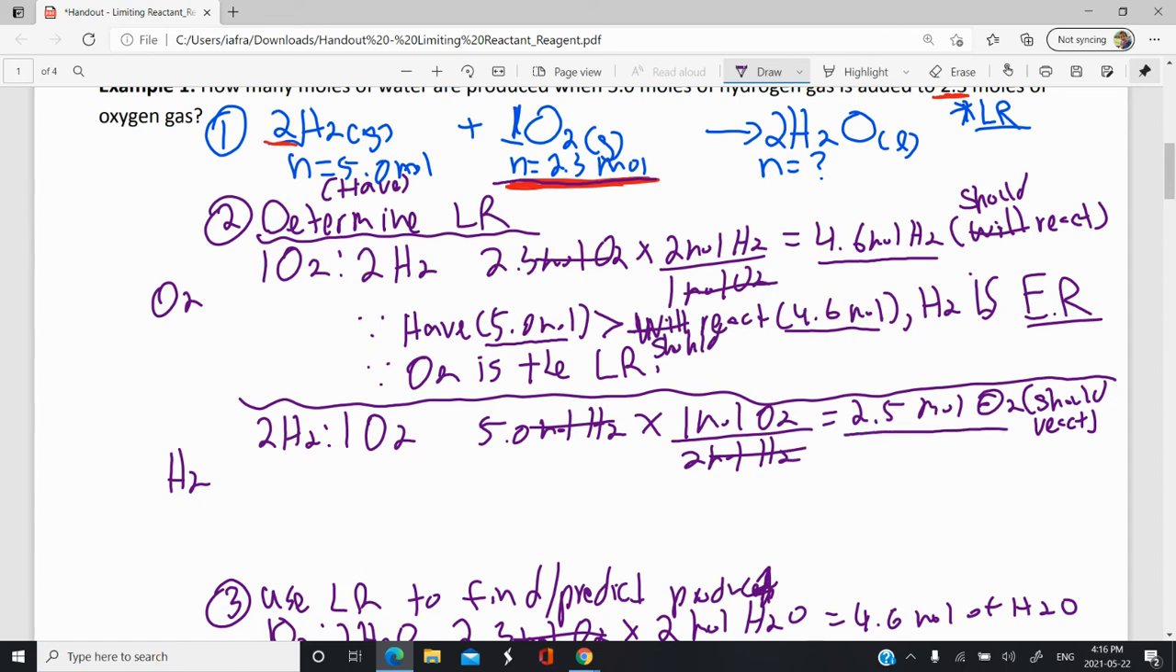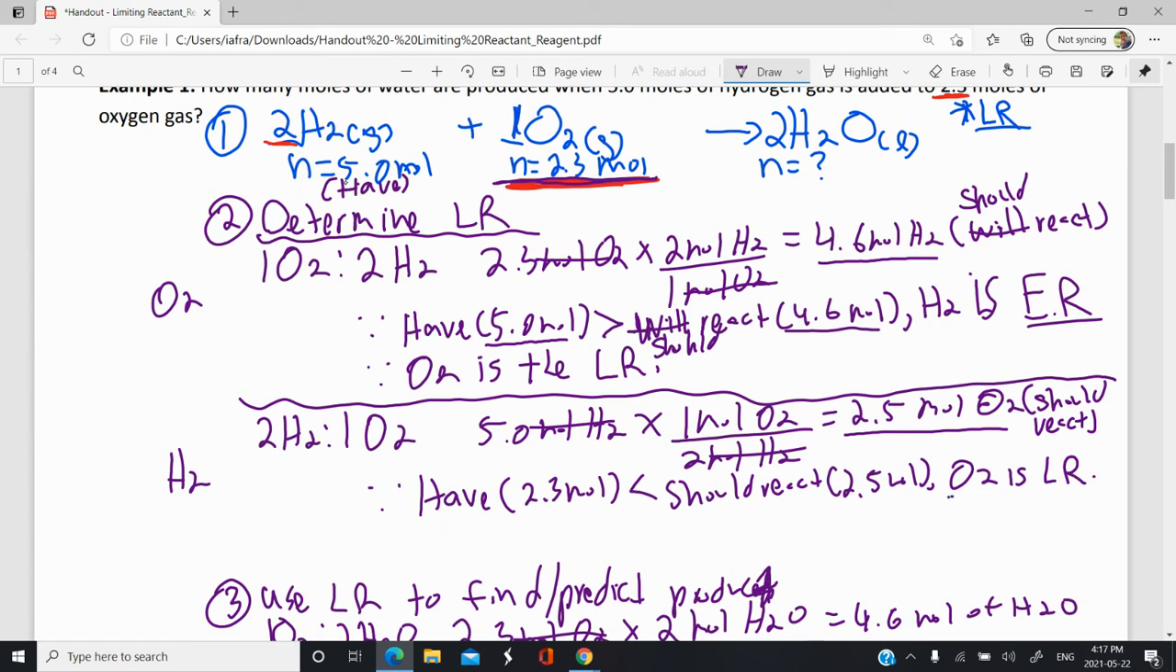But let's take a look at what I actually have. For O2, the question says I have 2.3 moles. I don't even have 2.5 moles of O2. So what's happening here is that what you have, which is 2.3 moles, is less than what should react, which was 2.5 moles. So O2 is the LR, and your H2 is your ER.